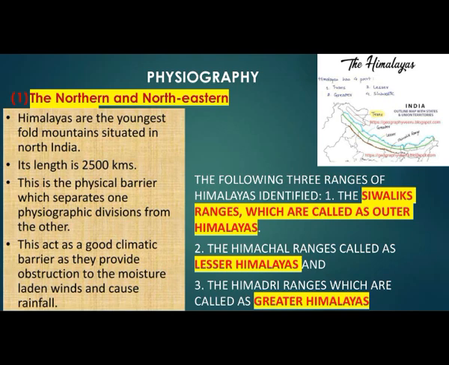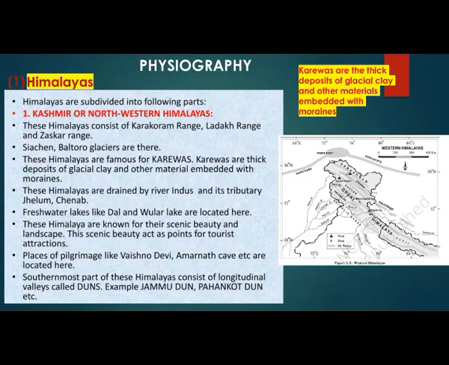So in this map we see the Himalayas are in four parts. One is Trans-Himalayas, the second is Greater Himalayas, the third is Lesser Himalayas, and the fourth is the Shivalik Hills. So the outer side is very clearly the Trans-Himalayas, and then next to it is the Greater, then the Lesser, and the last being the Shivalik range. Basically, we will consider three ranges: the Shivalik ranges, which are called the outer Himalayas, the Himachal ranges, called the Lesser Himalayas, and the Himadri ranges, which are called the Greater Himalayas.